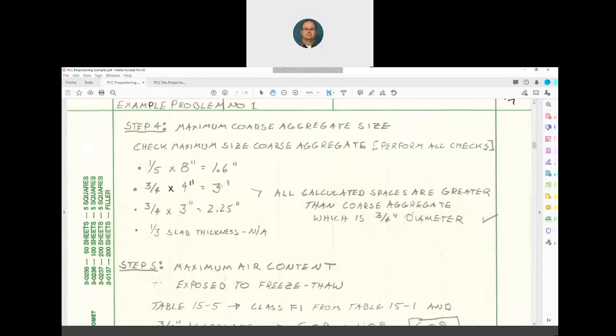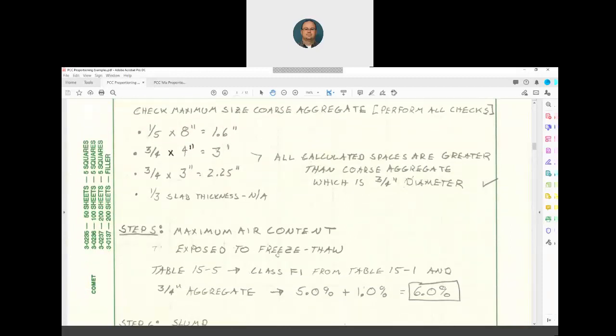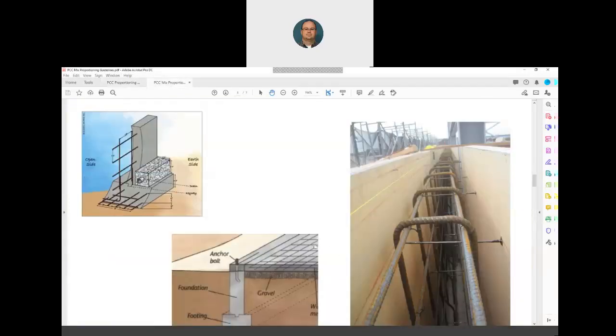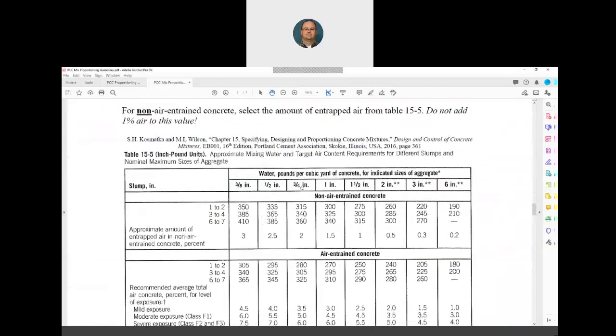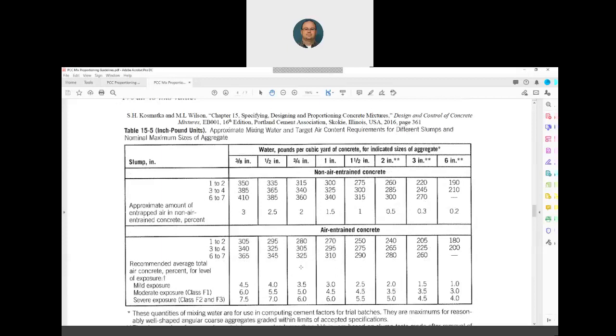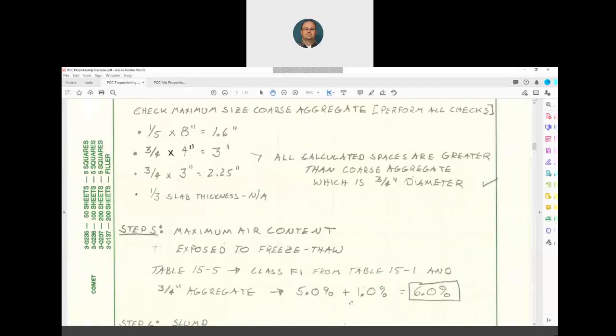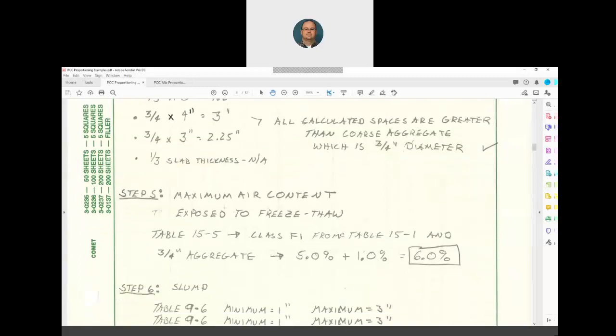Step 5, maximum air content. It's exposed to freeze thaw. Okay, so we go to table 15.5. All right, so 3/4 inch, air entrained, moderate exposure, right? 5% plus or minus 1% is 6%. Okay, 5% is our exposure F1. So we're going to design for 6.0% air.